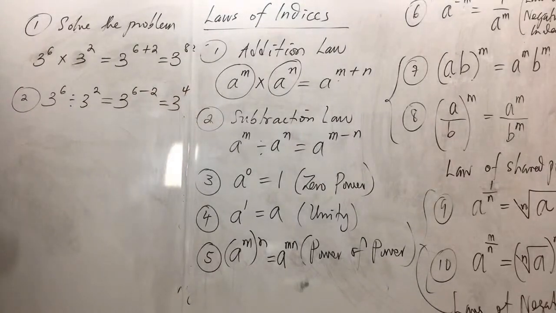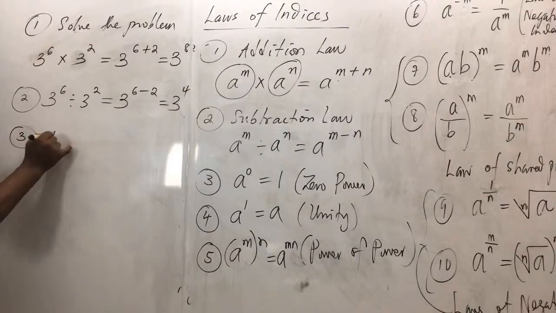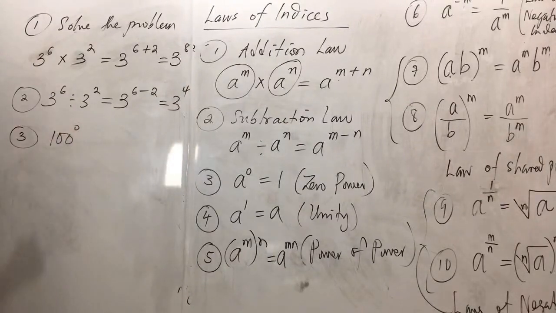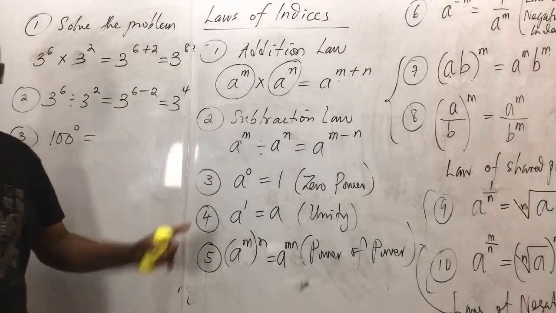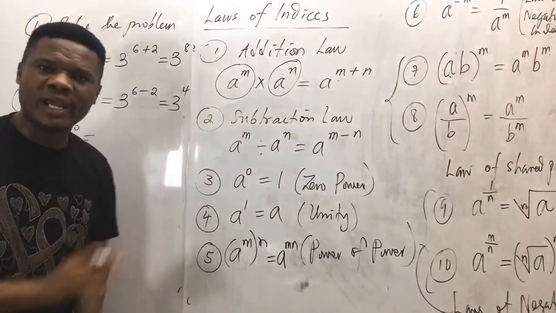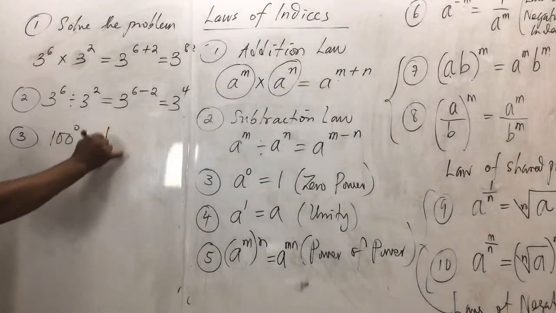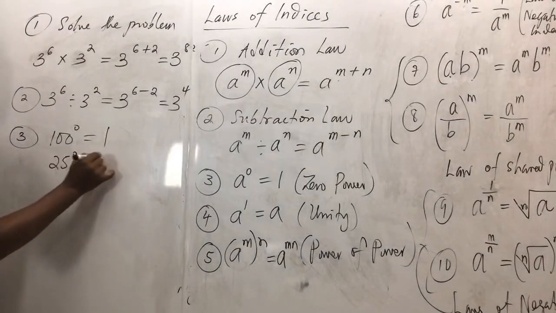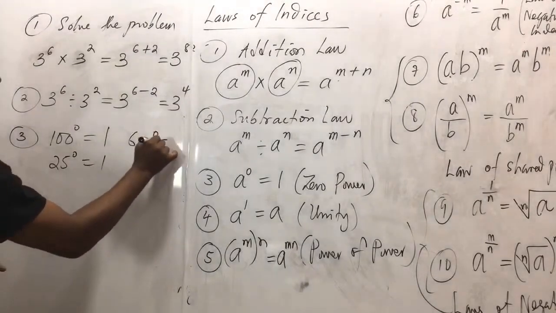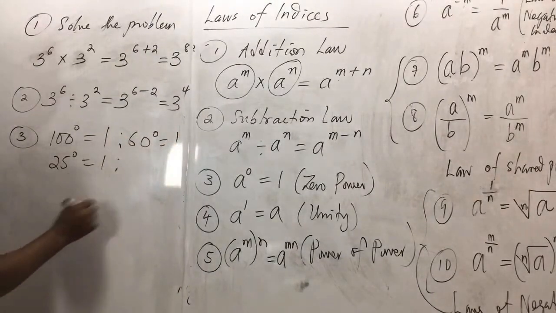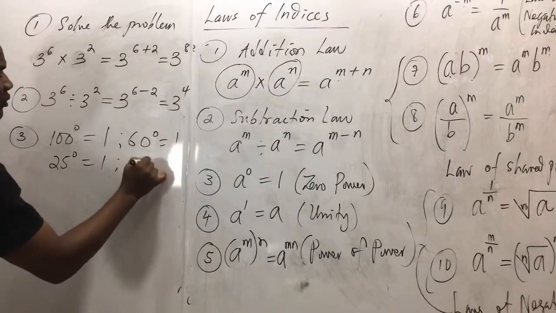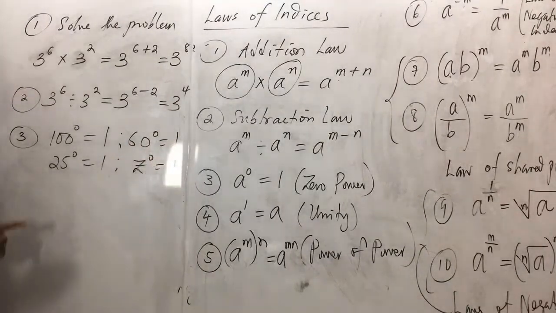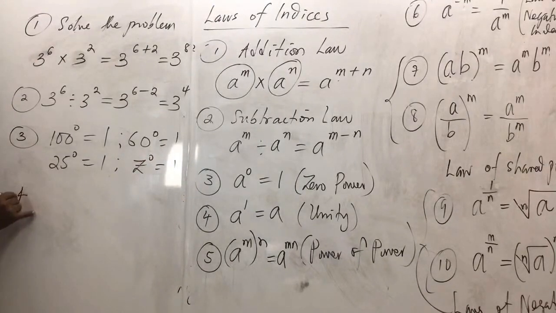Okay? Now, what if you were asked to solve a problem like this, 100 raised to the power of 0? Please take note, according to law number 3, anything raised to the power of 0 returns 1. So 100 raised to power 0 is 1, 25 raised to power 0 is 1, 60 raised to power 0 is 1, and so on. So if I have z raised to power 0, anything at all raised to power 0, according to law number 3, gives us 1. And that brings me to law number 4.